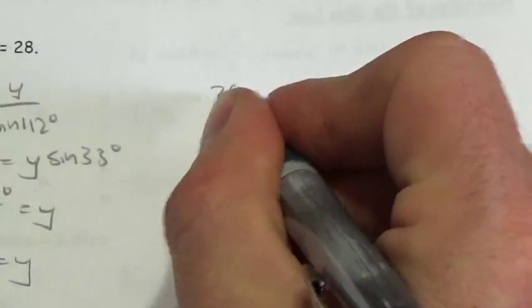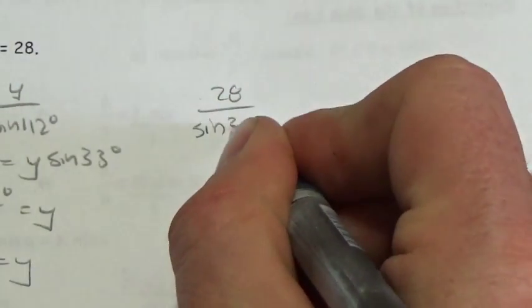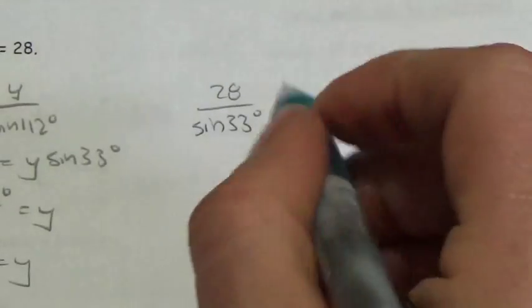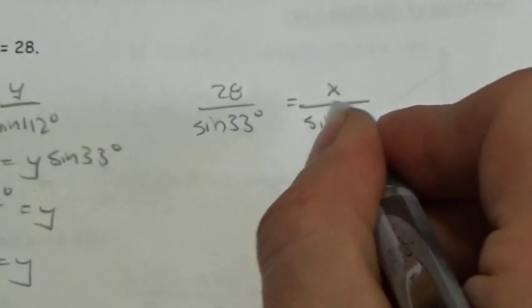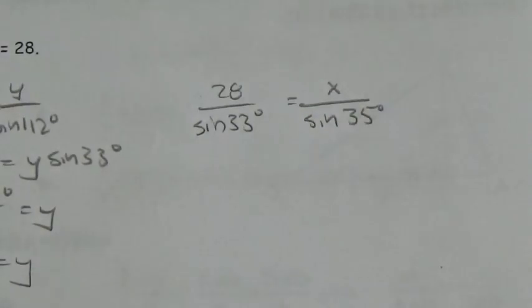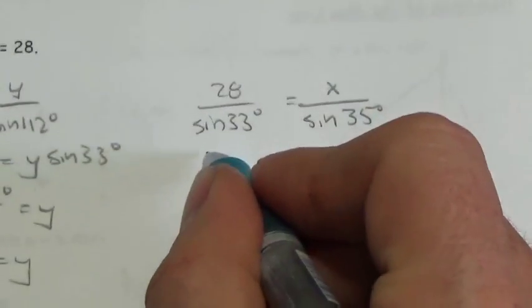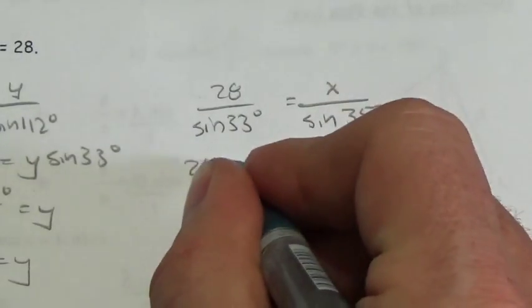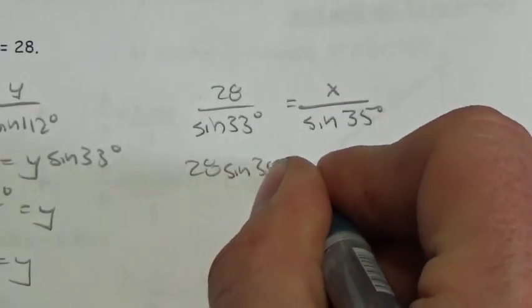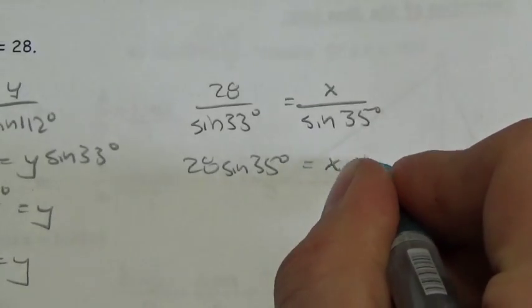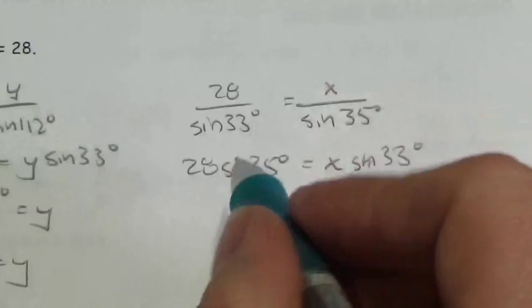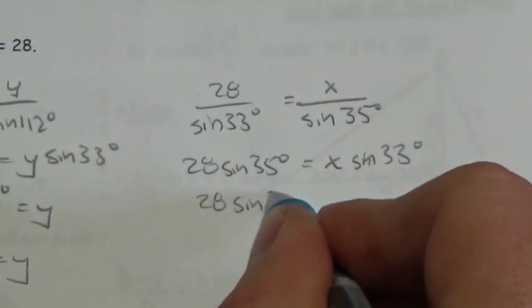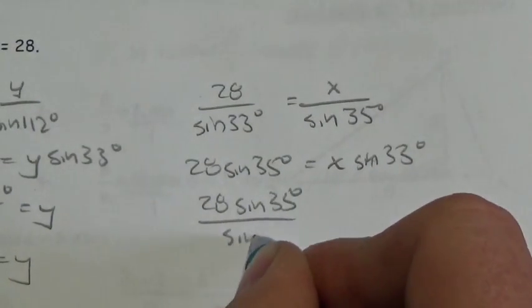Now let's come over here, and we're going to use the sine law again. So sine of 28 over 33 degrees, because I know that ratio, is going to equal little x over the sine, and I determined that x, capital X, was 35 degrees. So now we're going to cross multiply there. So 28 multiplied by the sine of 35 degrees will equal little x times the sine of 33 degrees. And then we're going to divide. So 28 sine of 35 degrees over the sine of 33 degrees.